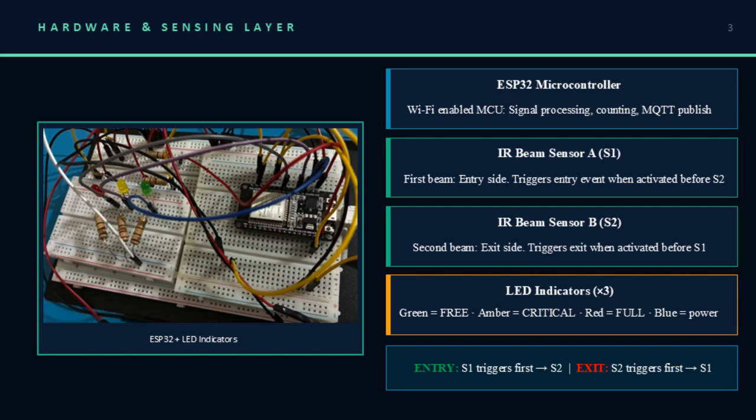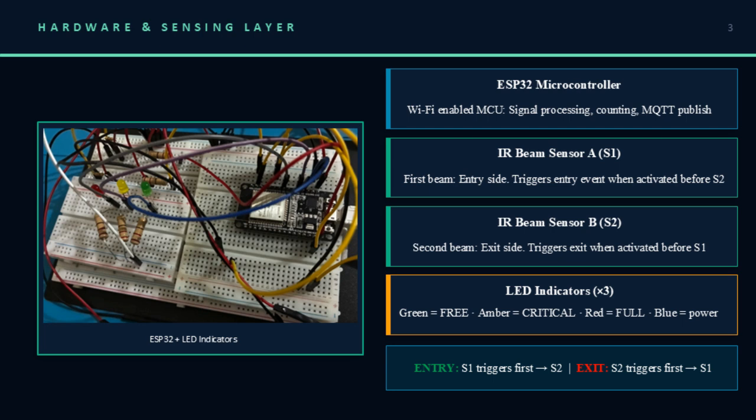Let me go now into more detail about the hardware. The photo on the left shows the actual prototype. The system consists of an ESP32 microcontroller on a breadboard, connected to two infrared beam sensors and three LED indicators. The ESP32 is a Wi-Fi enabled microcontroller that handles all signal processing, occupancy counting, and MQTT publishing in real time.